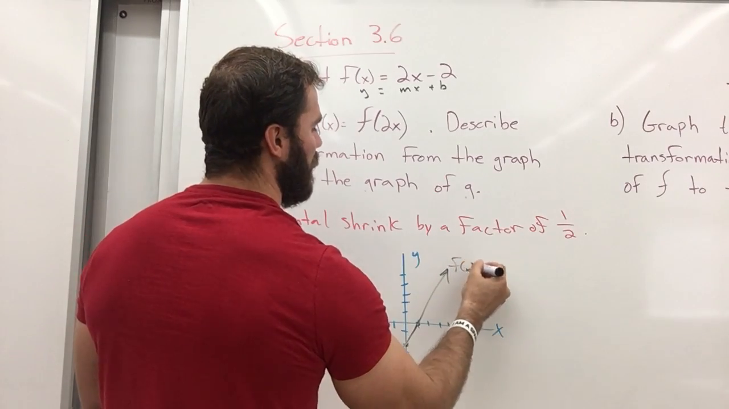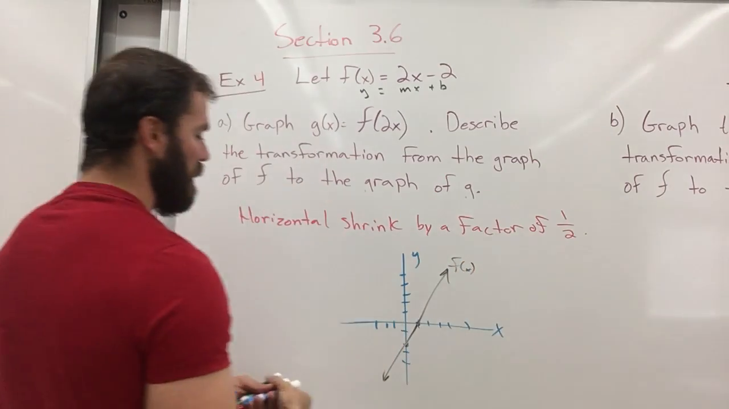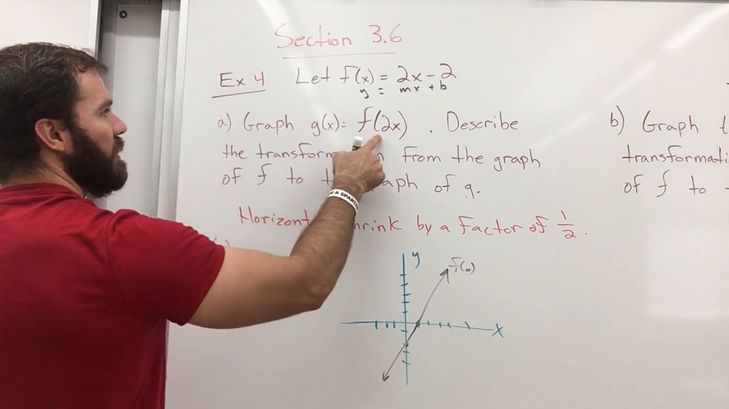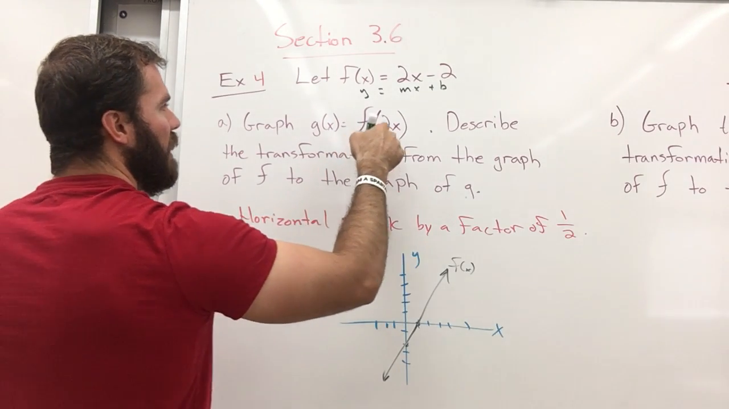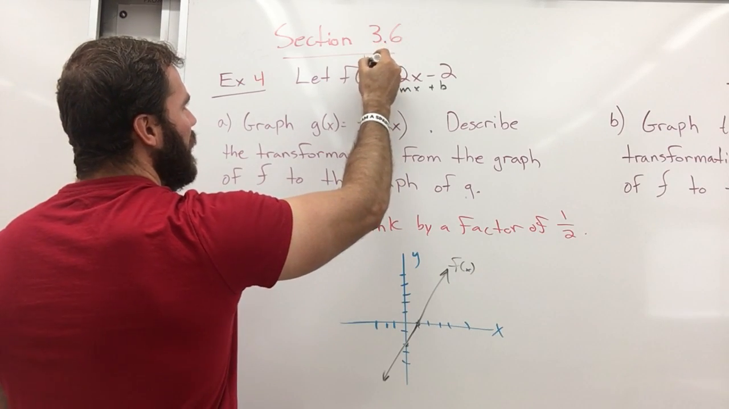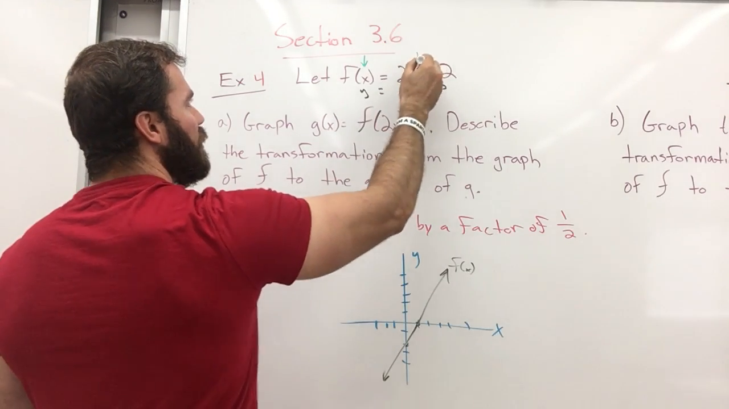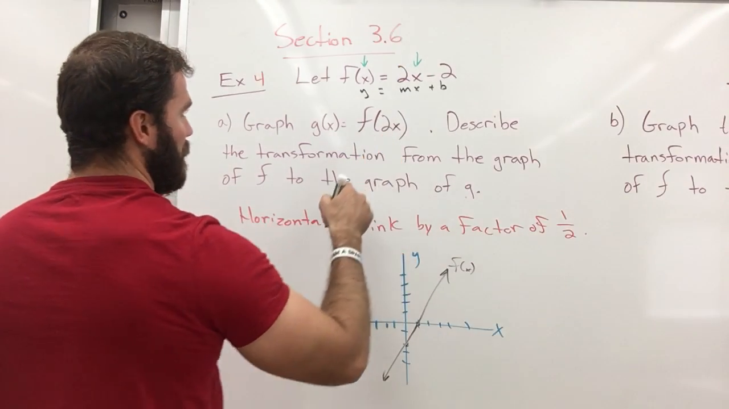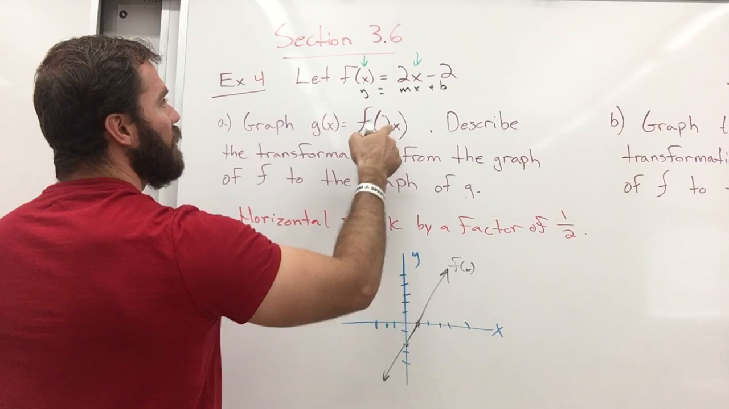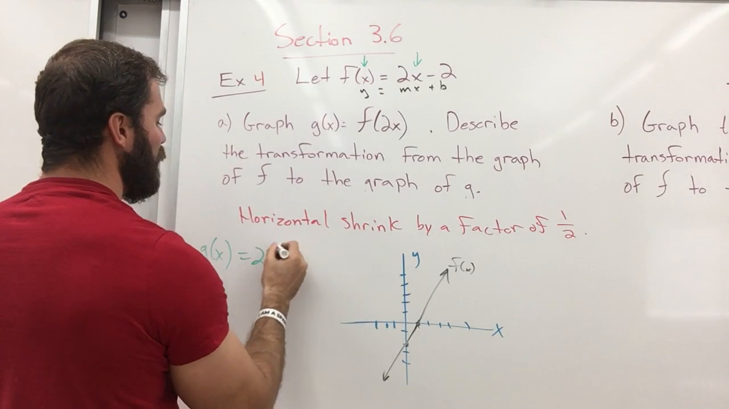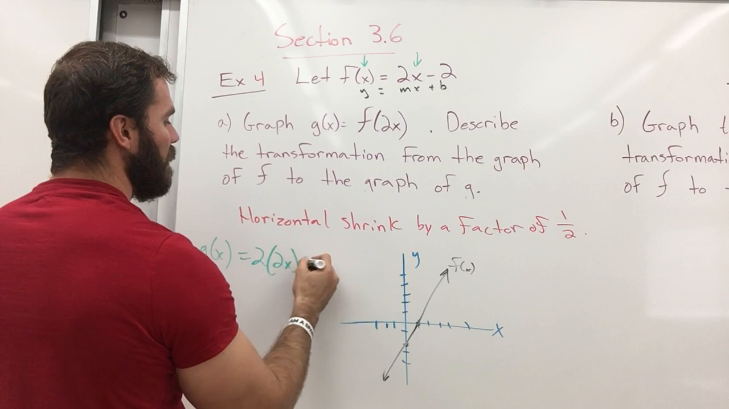Now we need to find what g of x is going to be. Now g of x says that it's f of 2x. Now remember earlier when we learned about functions, if we plug in a 2 for x, then we plug in a 2 for x, right? Well, they're saying 2x. So we're going to plug in 2x for x. So it's going to be 2 times 2x minus 2.